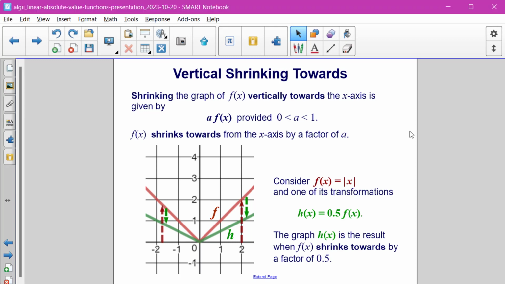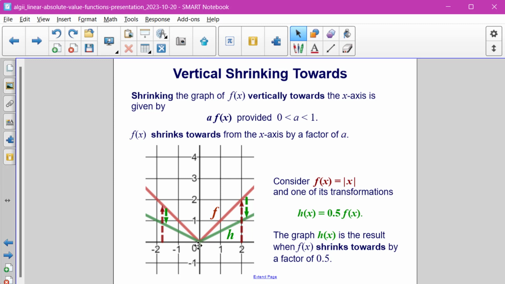If we begin with our parent function f of x is equal to the absolute value of x, we can see here that it goes through 1, 1, 2, 2, negative 1, 1, negative 2, 2. And when we have h of x, which is equal to 5/10 or 1/2 times f of x, we're taking each of our y coordinates and shrinking them down towards the x-axis by this factor of 1/2. So for example, we go from 2, 2 to 2, 1. We go from 1, 1 to 1, 1/2.